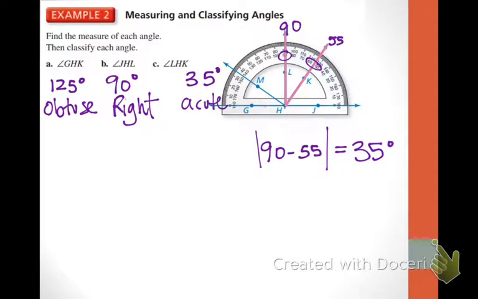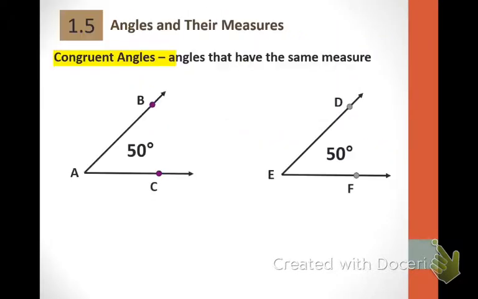Even had you used the top, it would have been 90, and what's between 120 and 130? 125. So 125 minus 90 is still 35. So you still would have gotten the same answer had you used the top row instead. Questions about this? Okay. All right, congruent angles.